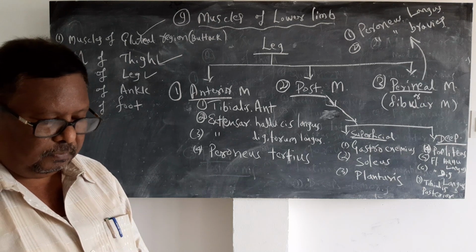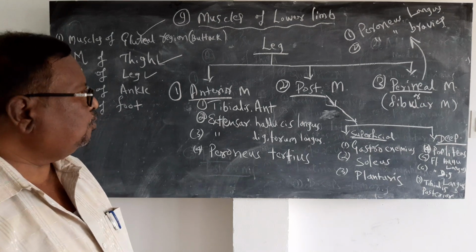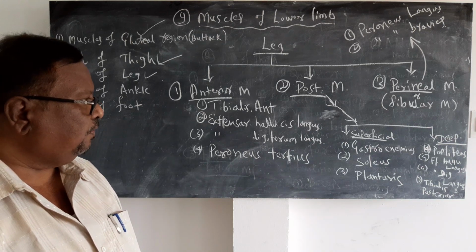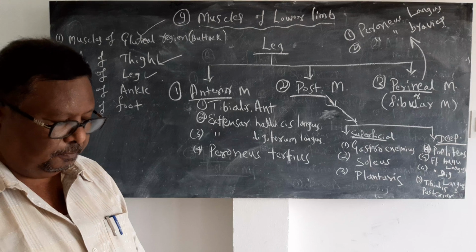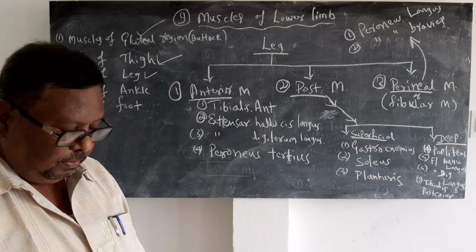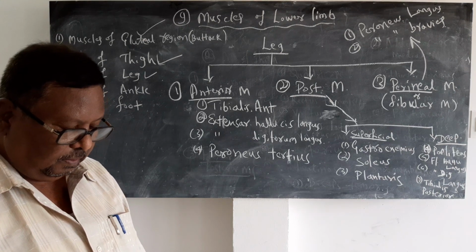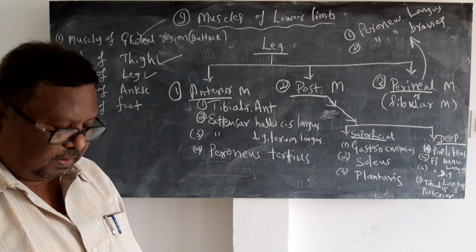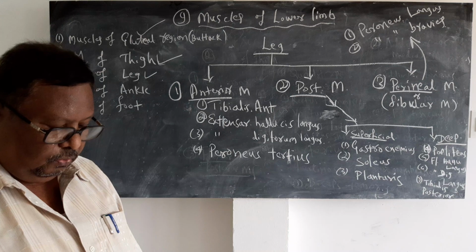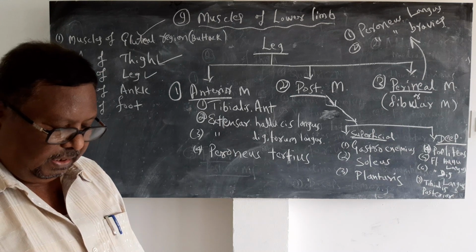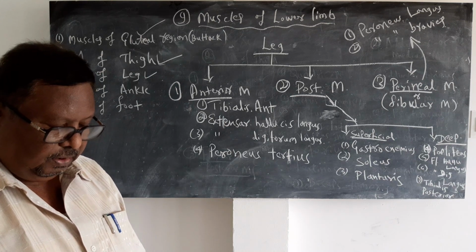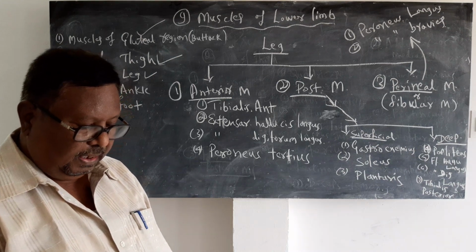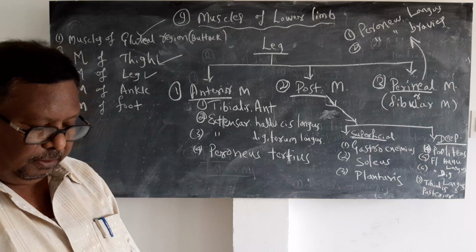Posterior muscles. In the posterior compartment, the first 3 muscles are superficial. Gastrocnemius. It is a large, powerful muscle. It lies superficial to the soleus muscle. It has 2 heads, medial and lateral, which together with the soleus are known as triceps surae.